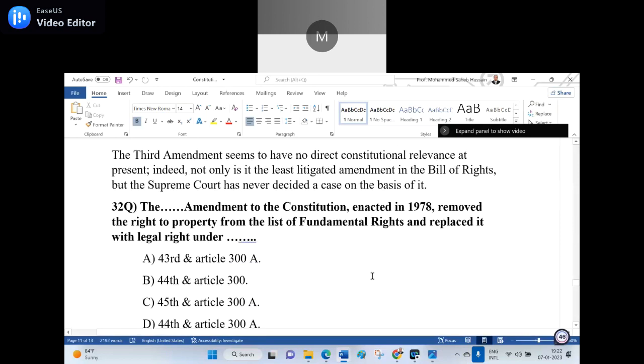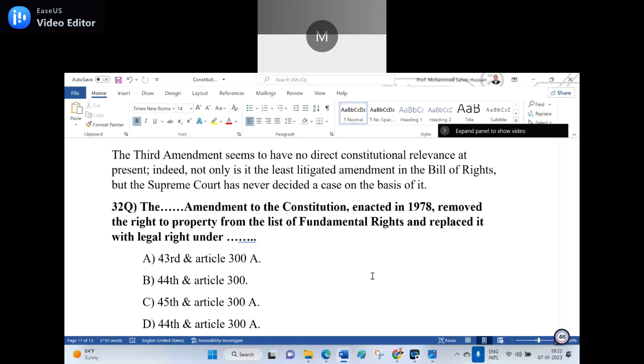Okay, 32nd question. The dash Amendment to the Constitution enacted in 1978 removed the right to property from the list of the fundamental rights and replaced it with a legal right under dash. A. 43rd Amendment and Article 300A. B. 44th and Article 300. C. 45th Amendment, Article 300A. D. 44th Amendment, Article 300A.